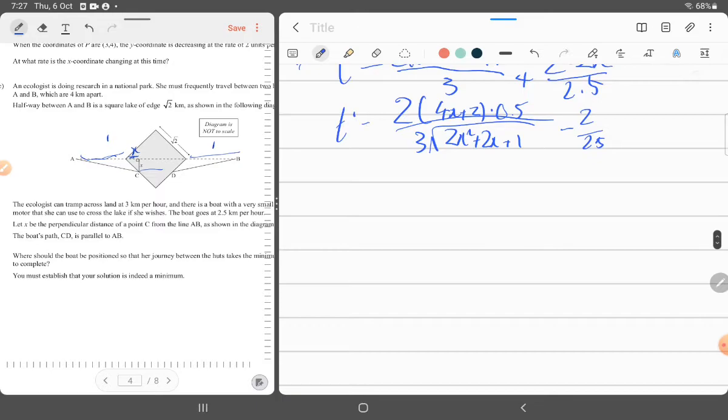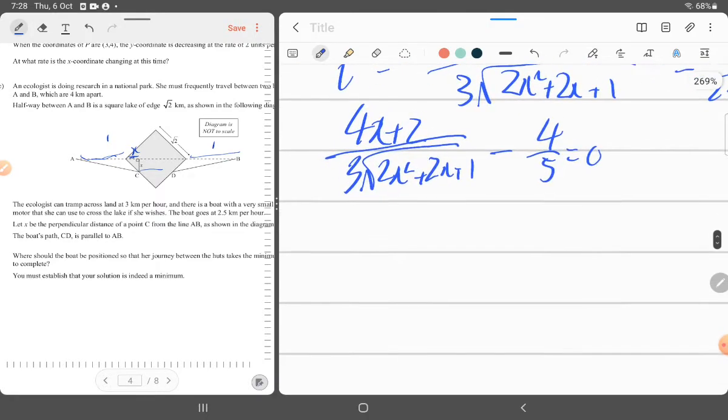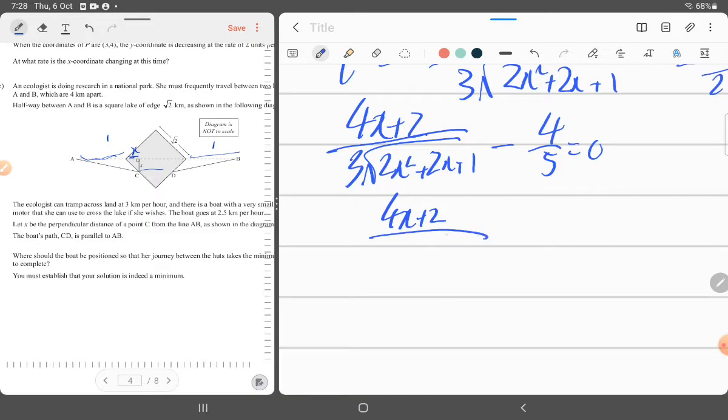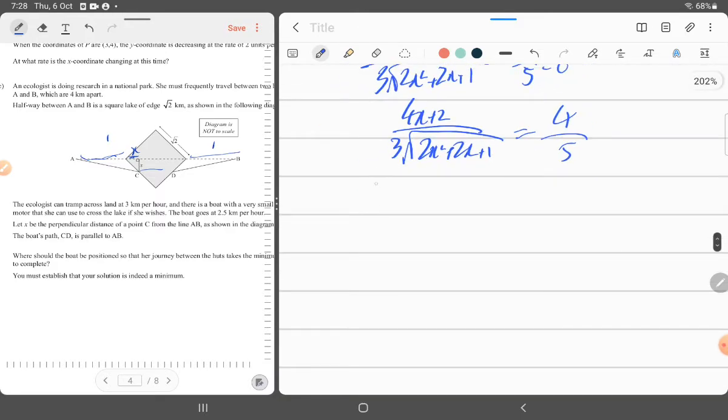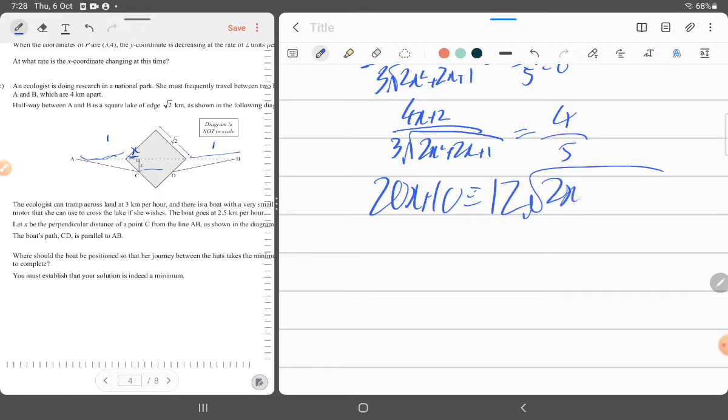So t dash, we set this to 0. So 4x plus 2 over 3 square root of 2x squared plus 2x plus 1, take away 4 over 5, is equal to 0. 4x plus 2 over 3 square root of 2x squared plus 2x plus 1 is equal to 4 over 5. 20x plus 10 is equal to 12 square root of 2x squared plus 2x plus 1.